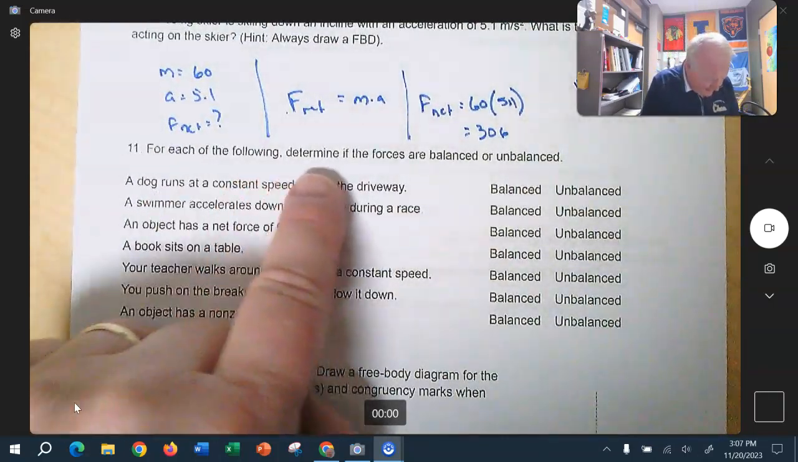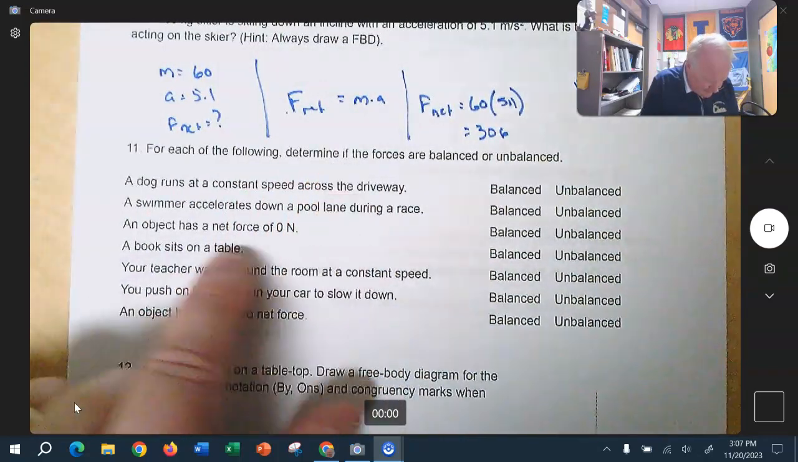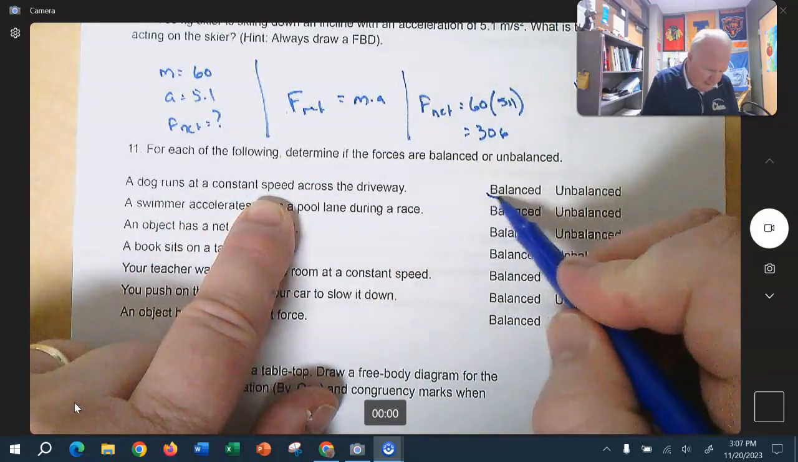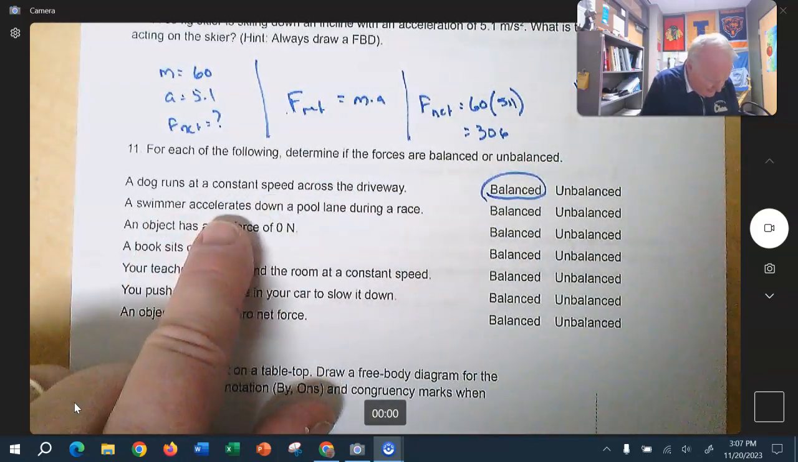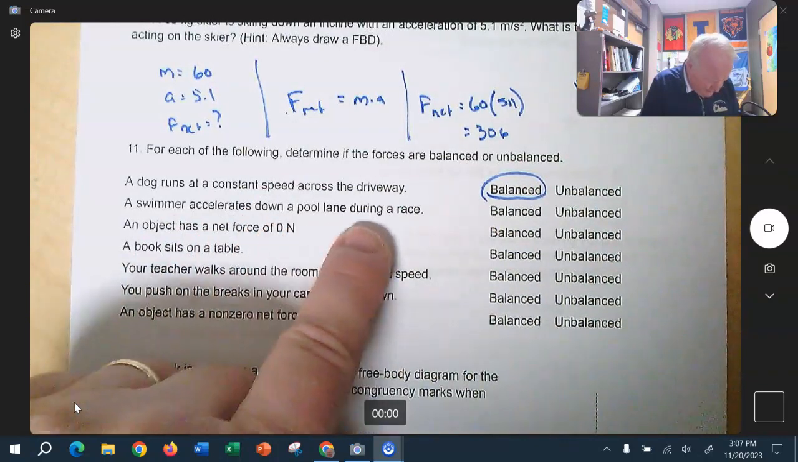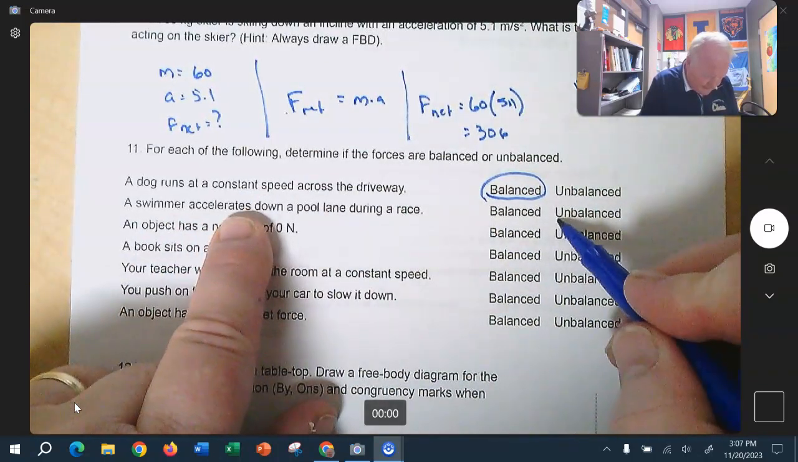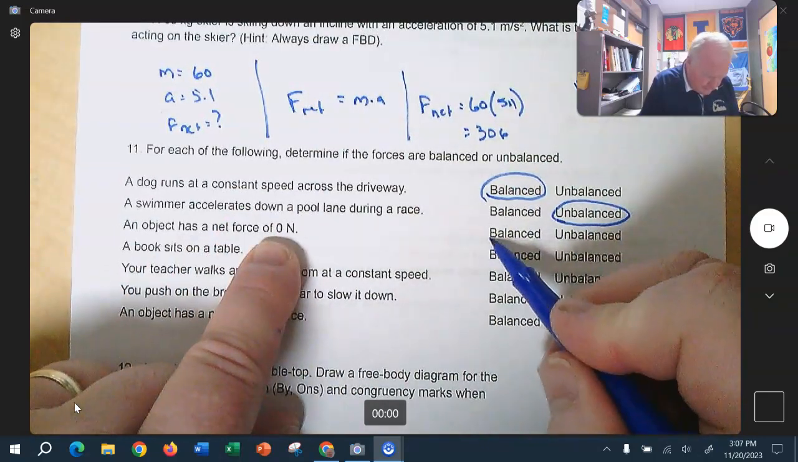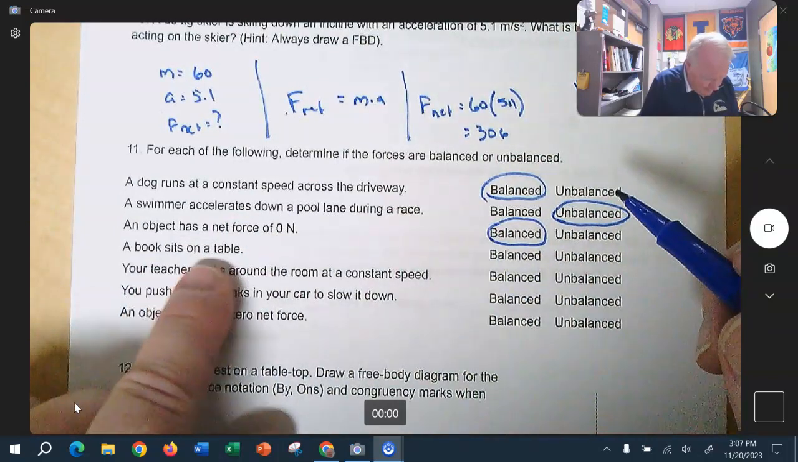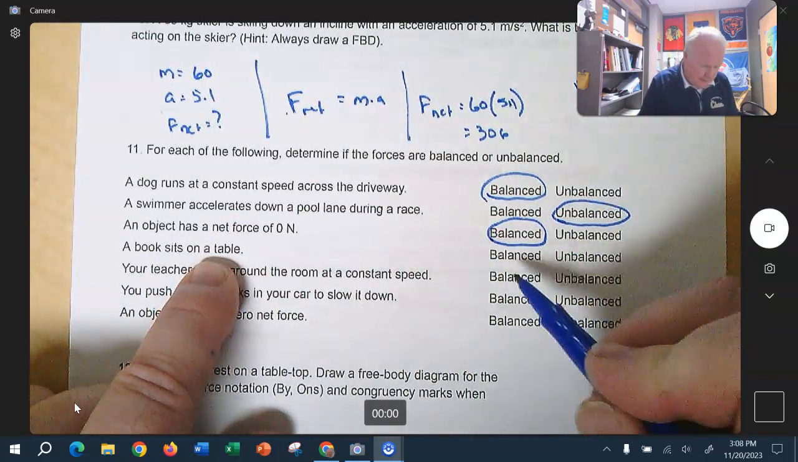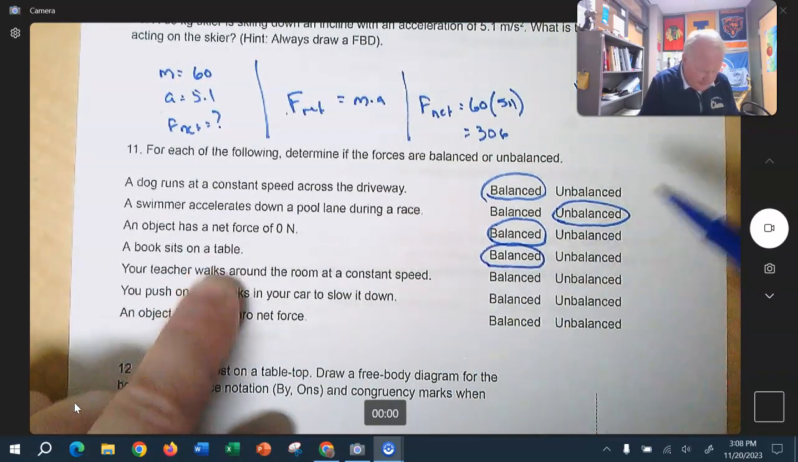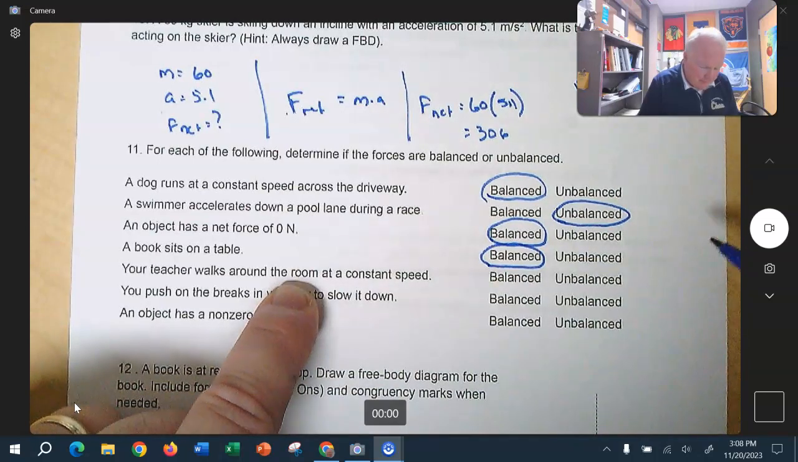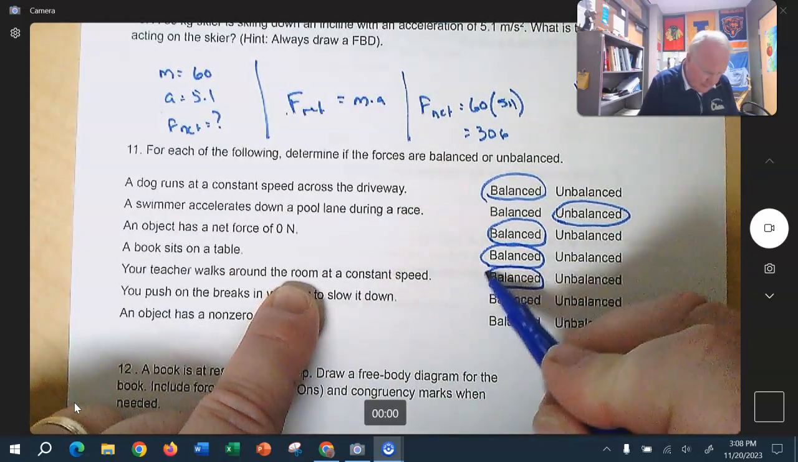Okay. For each of the following, determine if the forces are balanced or unbalanced. A dog runs at a constant speed. If we're at a constant speed, we must be balanced. A swimmer accelerates down a pool lane during a race. We've got an acceleration, must be unbalanced. An object has a net force of 0. That's balanced. A book sits on the table. It's not moving, it's not accelerating. Balanced. A teacher walks around the room at a constant speed. Constant speed should tell us that we're balanced.